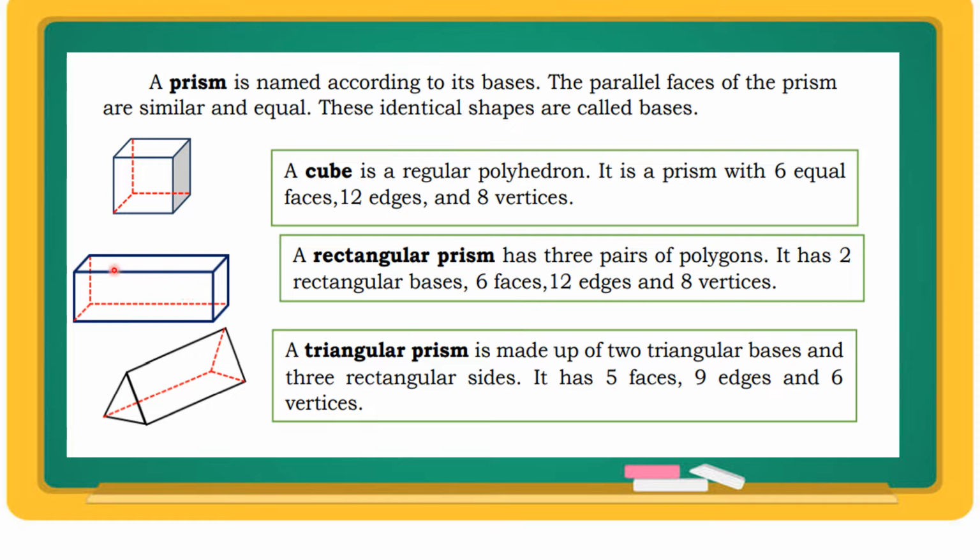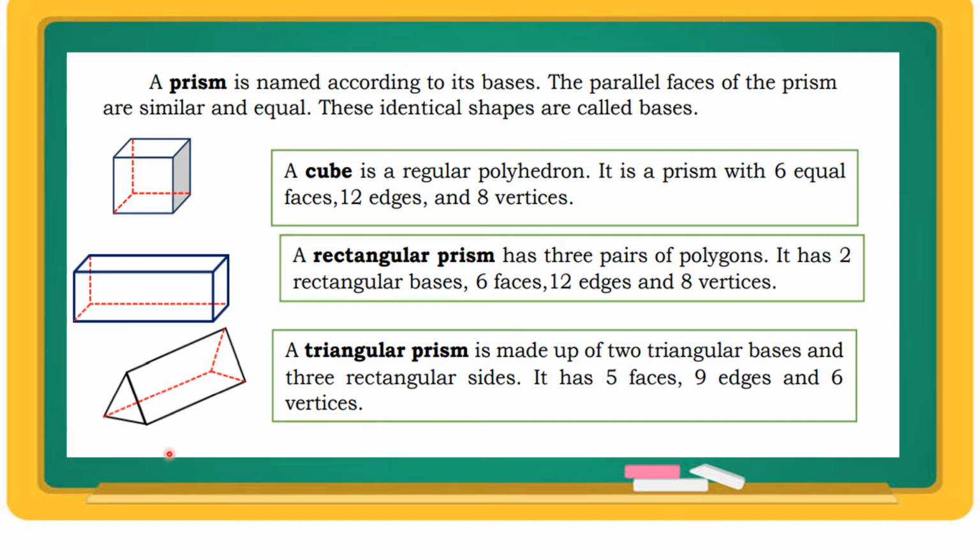So take a look at this. This is what we call a cube. A cube is a regular polyhedron. It is a prism with 6 equal faces, 12 edges, and 8 vertices. Next, we have a rectangular prism. So it has 3 pairs of polygons. It has 2 rectangular bases, 6 faces, 12 edges, and 8 vertices.